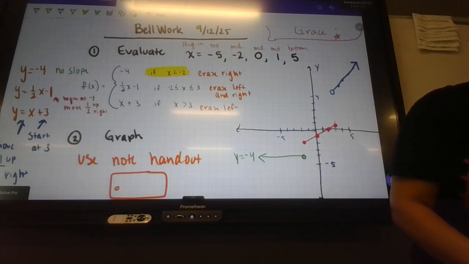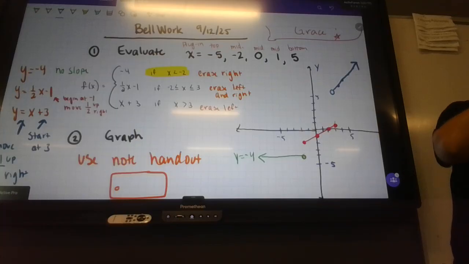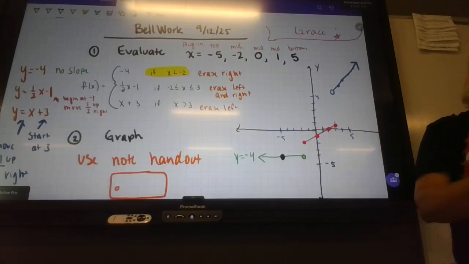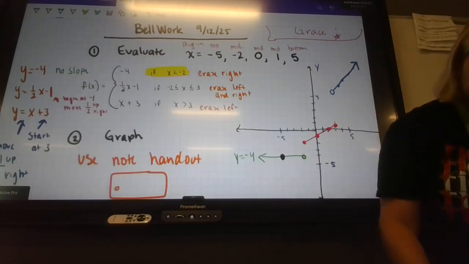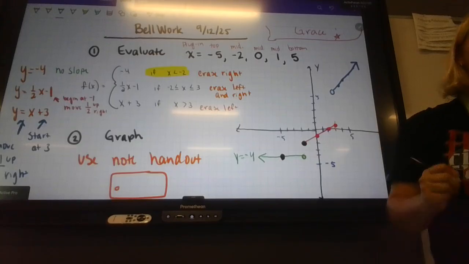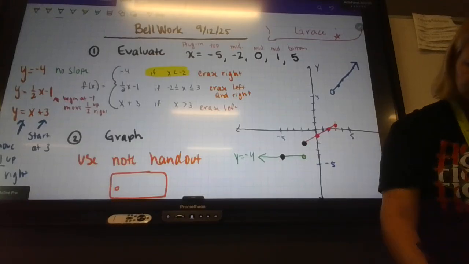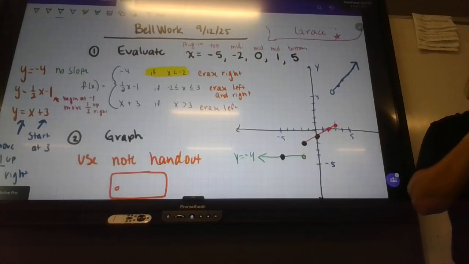Like for -5, what do we get? So -5, -4 is right there. It's on the green piece. What's the next answer we got? -2, -2 is right there. It's on the red piece. What's the next one? 0, -1 is right there on the red piece. What's the next one?